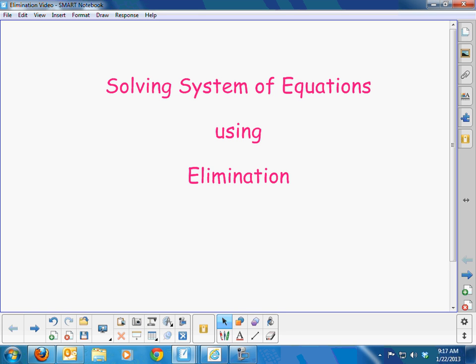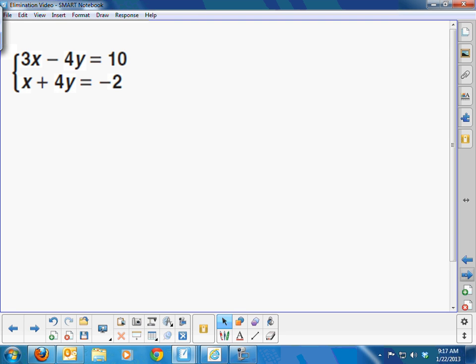It doesn't exist. So the first problem that we have here is 3x minus 4y is equal to 10, and x plus 4y is equal to negative 2. So when we talk about eliminating one of the variables, you may want to write that down, okay? I'm going to get rid of one of the variables.